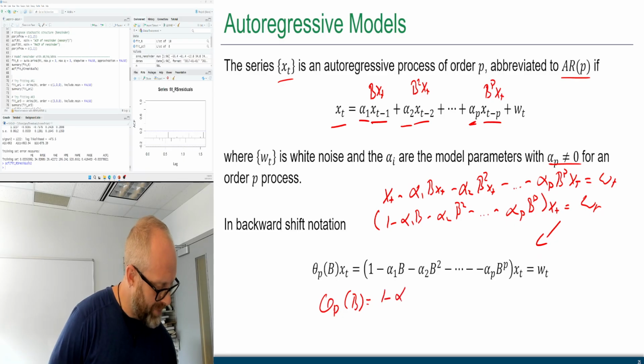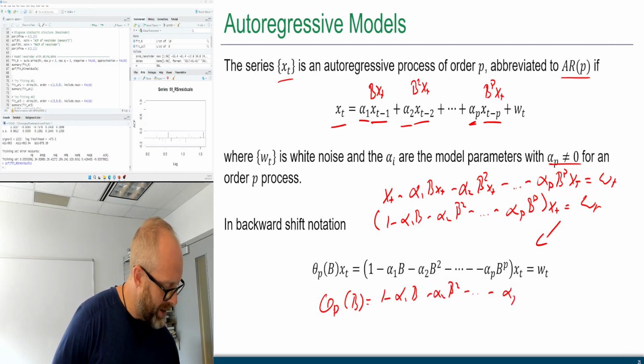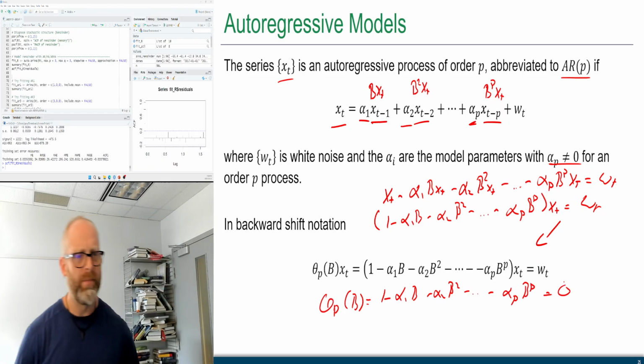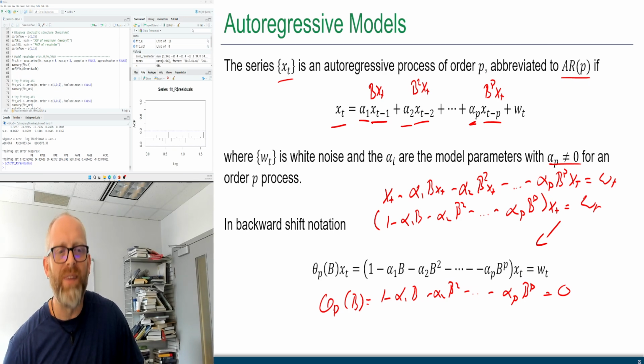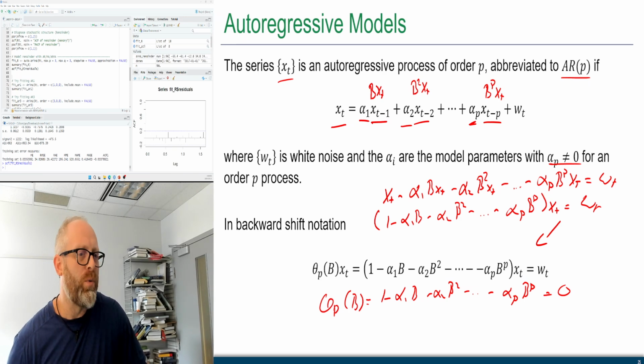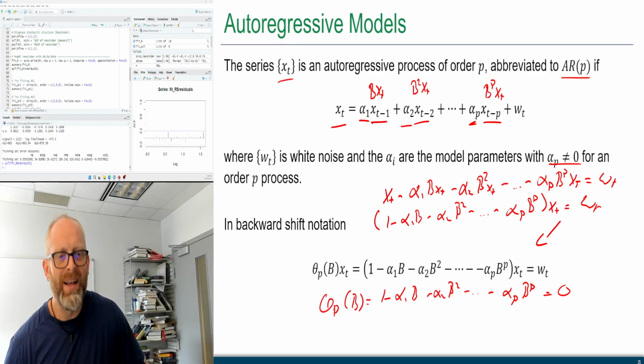So this is 1 minus alpha 1 b minus alpha 2 b squared, minus, all the way to minus alpha p b^p. And if I set this equal to 0, if all of the roots are greater than 1 in terms of absolute value, then what do we have? We have something that is stationary, and if not, it's non-stationary.